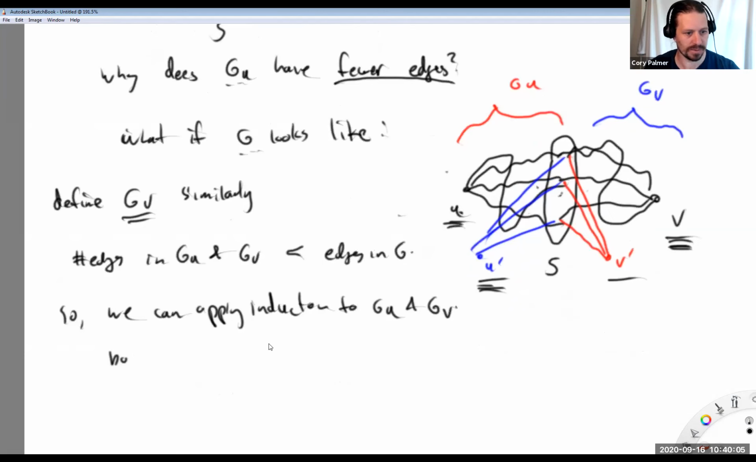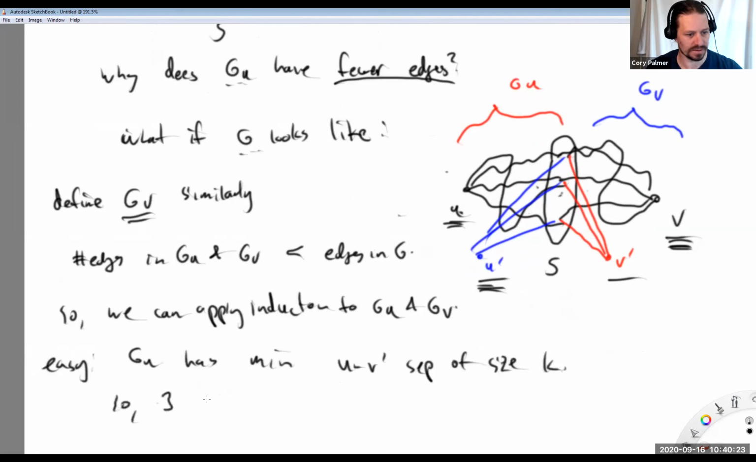Okay, let's just think about GU only for now. GU has, so easy, GU has min U V prime separator of size k. So induction tells us that there exist k U V prime separate paths. So internally disjoint paths. And the same thing happens in GV.